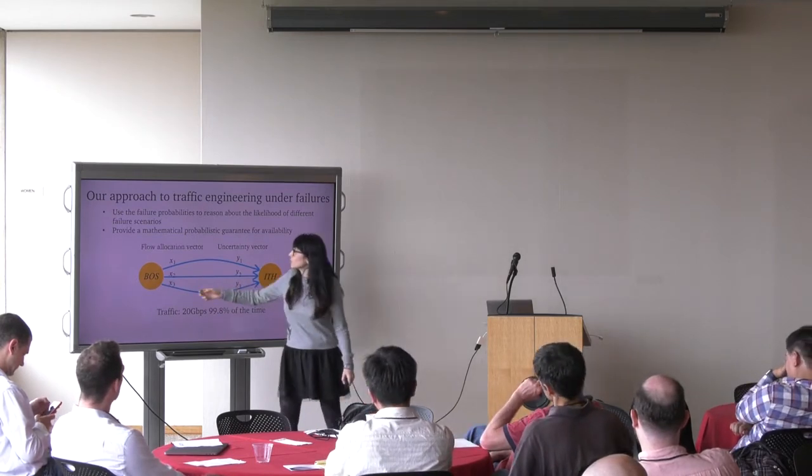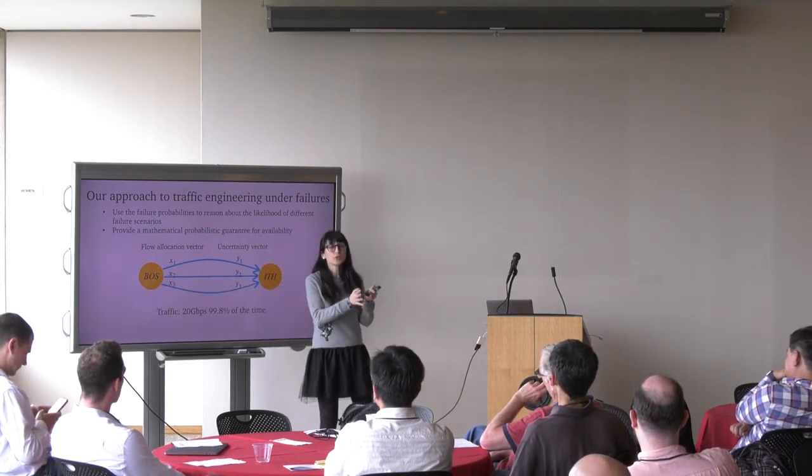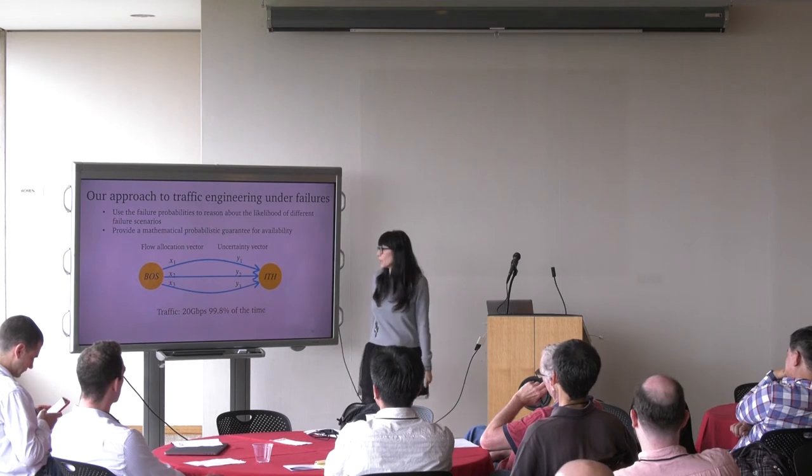what I would like to do is, as a traffic engineering algorithm, I would like to figure out the flow allocation vector or how to divide my demand across these different paths.